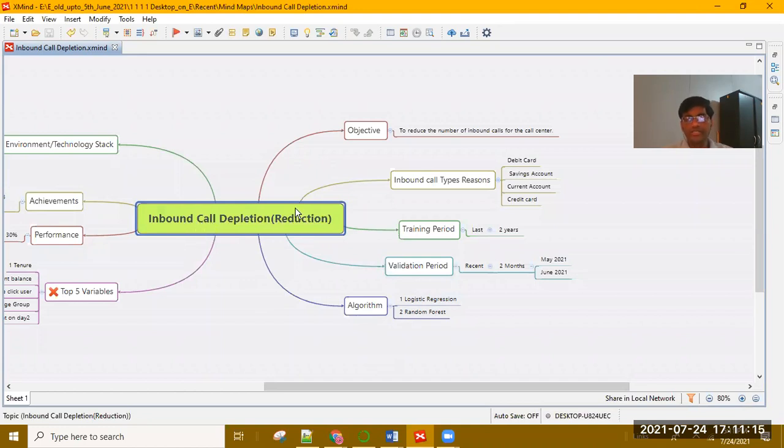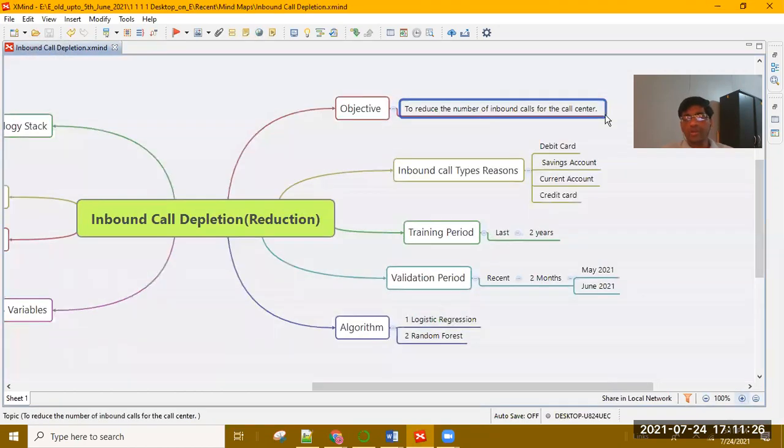So what is the objective of this project? It is to reduce the number of inbound calls coming to the inbound call center. That is the objective of this project. Then what are the inbound call types?